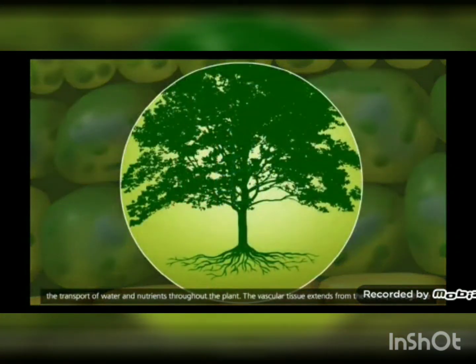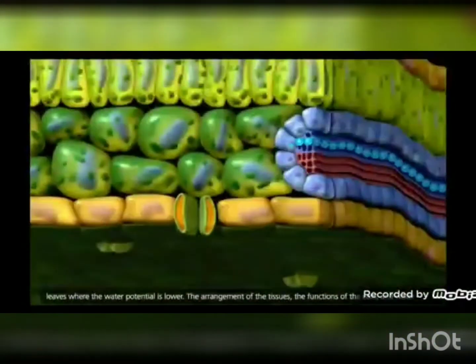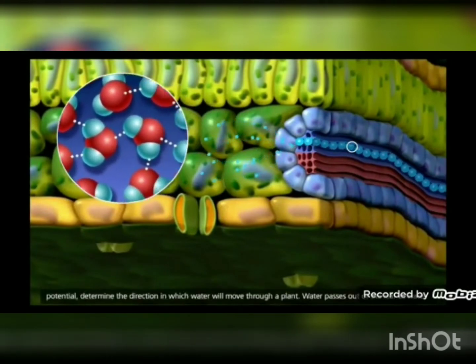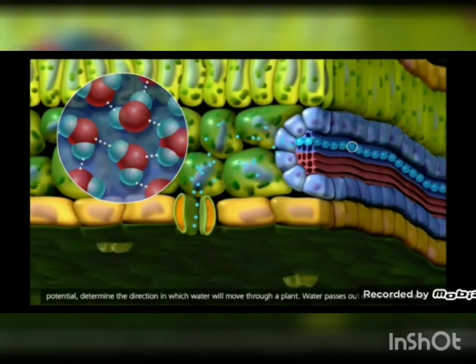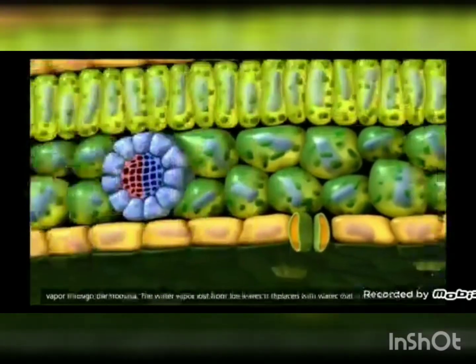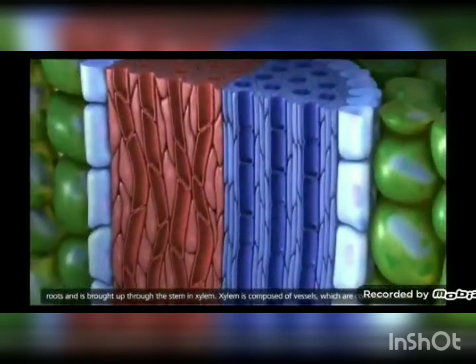The vascular tissue extends from the leaves, through the stem, to the roots. Water is transported in xylem from the roots, where the water potential is higher, up to the leaves, where the water potential is lower. The arrangement of the tissues, the functions of the cells, and water potential determine the direction in which water will move through a plant. Water passes out of the leaf as water vapor through the stomata. The water vapor lost from the leaves is replaced with water that enters through the roots and is brought up through the stem in xylem.